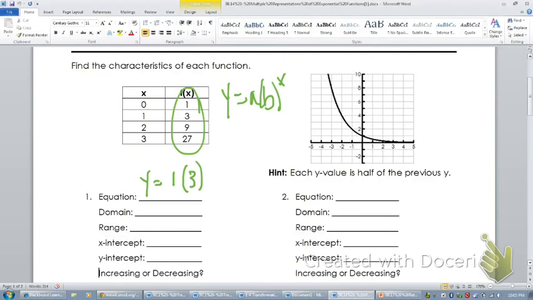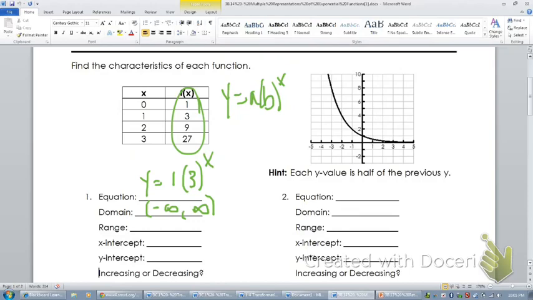Alright, so now we have that. Keep my x up here. The domain. Domain never changes, guys. You know, the domain is always negative infinity to positive infinity. Alright, now let's look at the range.